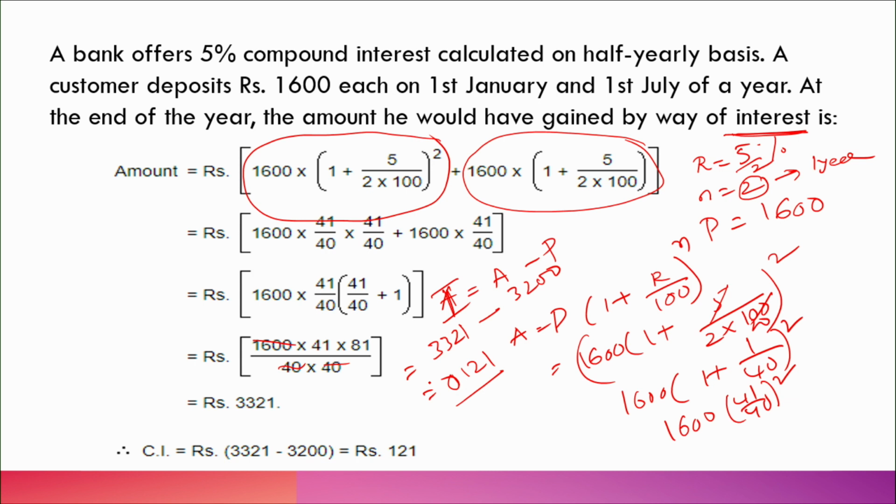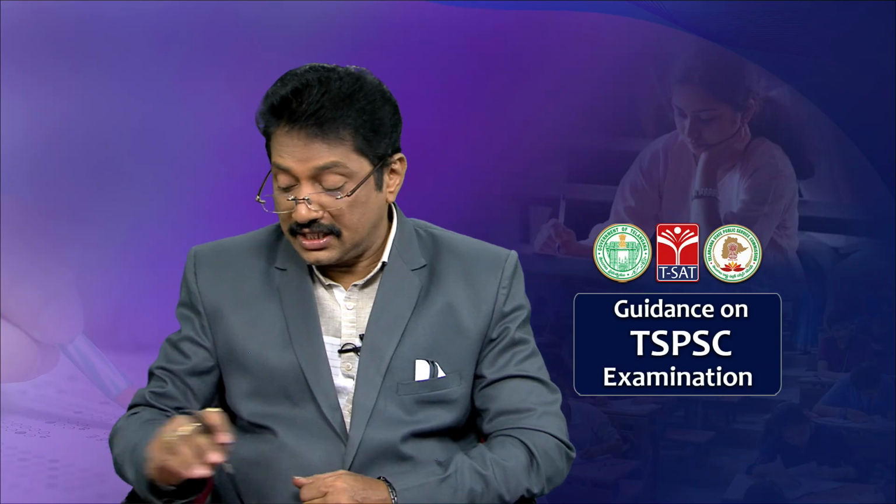121 rupees. So, the interest gained by the person who deposited 1600 on the 1st January and one more 1600 on 1st July at the rate of 5% interest rate, he will get 121 rupees. Like this you have to write the solution, then you will get the full marks for it. Okay, I understand it. Now, we will see the next question.